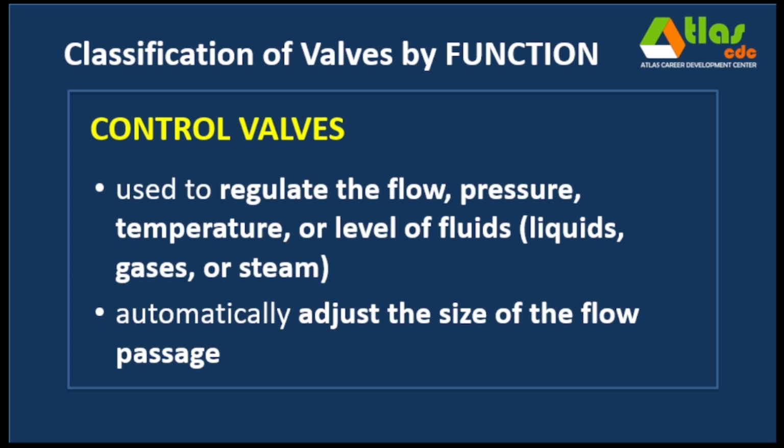The mechanism typically involves an actuator, electric, pneumatic, or hydraulic, that moves a valve plug, disc, or ball to throttle or modulate the flow rather than just opening or closing it fully, as in isolation valves. Functionally, control valves maintain process variables, like flow rate or pressure, at desired levels by continuously adjusting to meet changing system conditions.